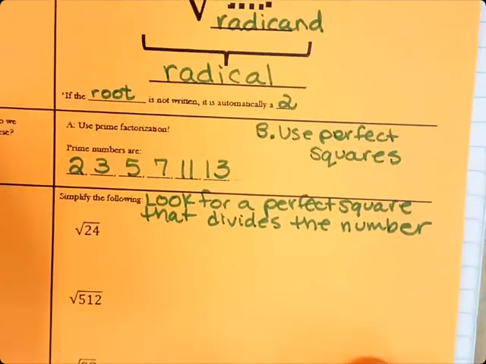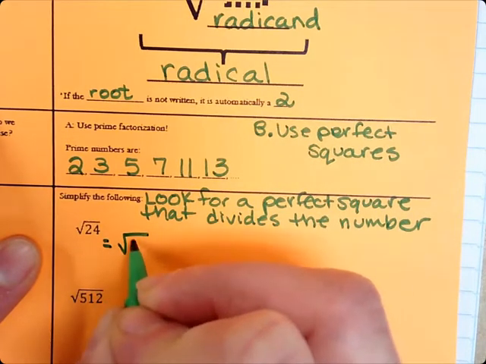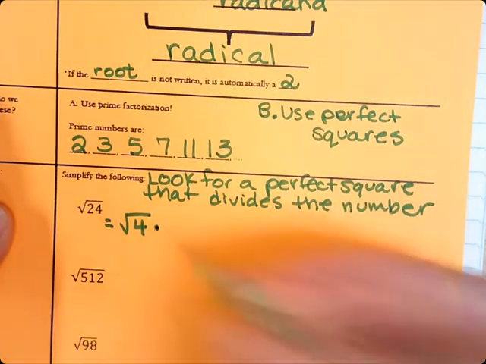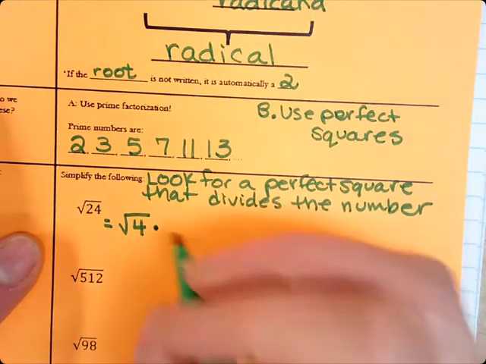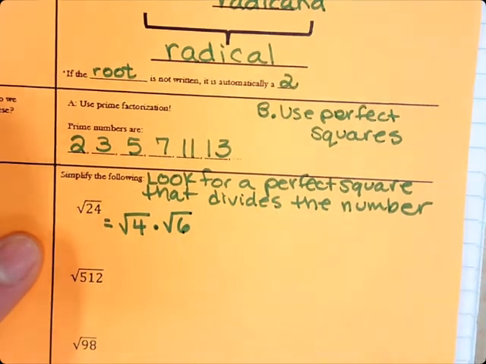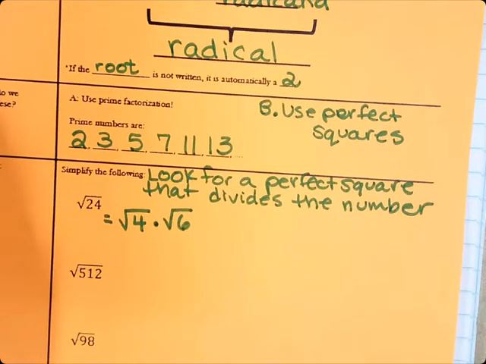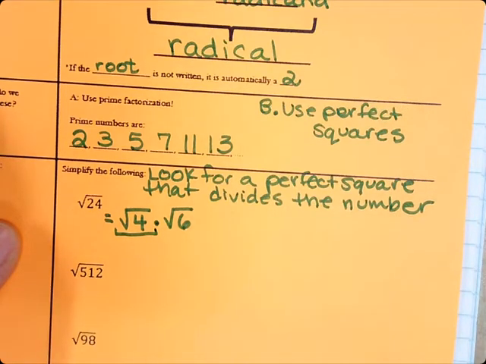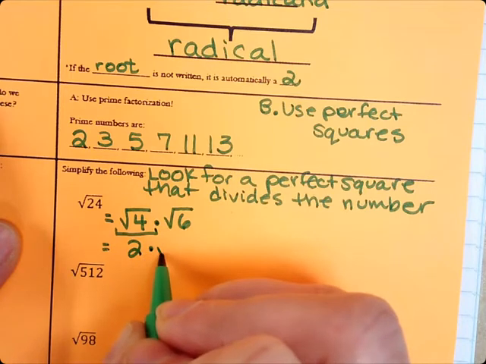So we are going to rewrite this as a product. So this will be written as square root of 4, that's our perfect square, times, what is 4 multiplied by to get 24? 6, so times square root of 6. So I broke it down into 2 factors. And then I'm going to simplify the one that is the perfect square. What is the square root of 4? 2. So this equals 2 times the square root of 6.